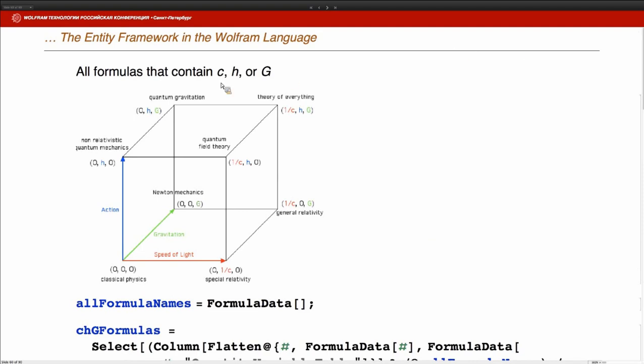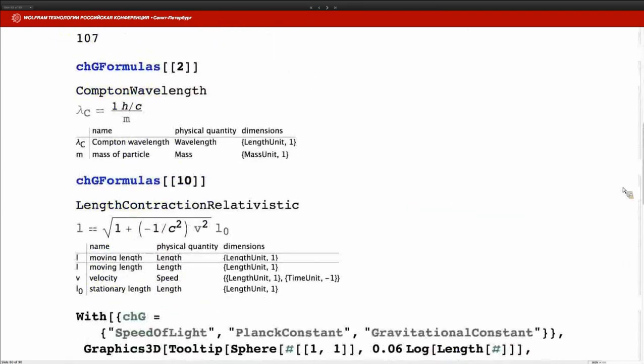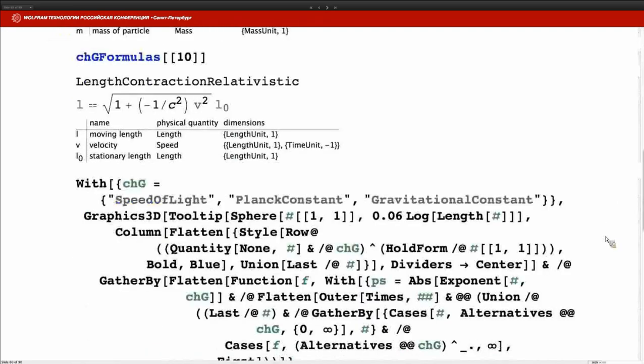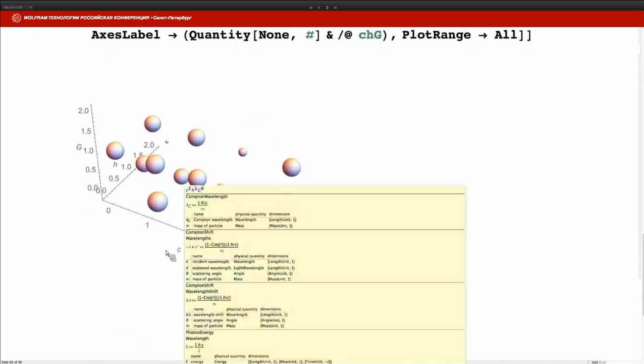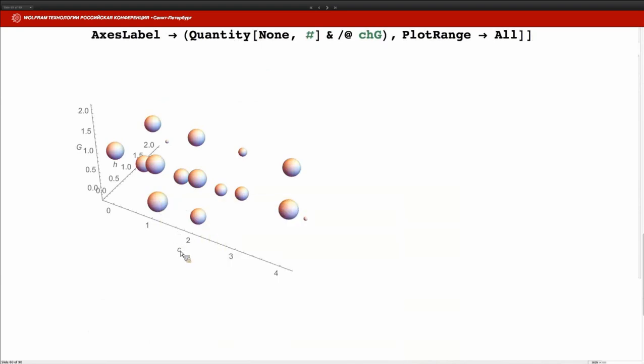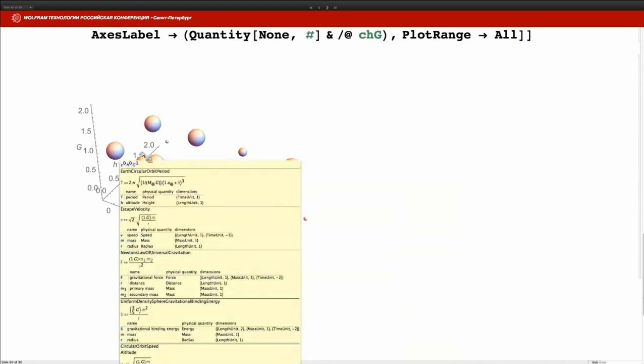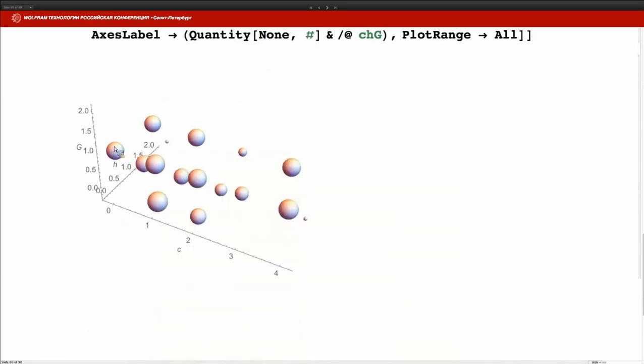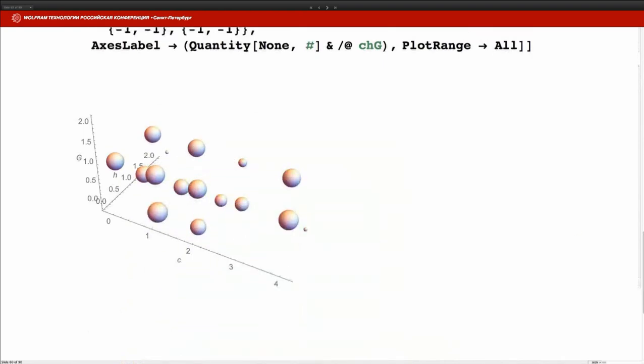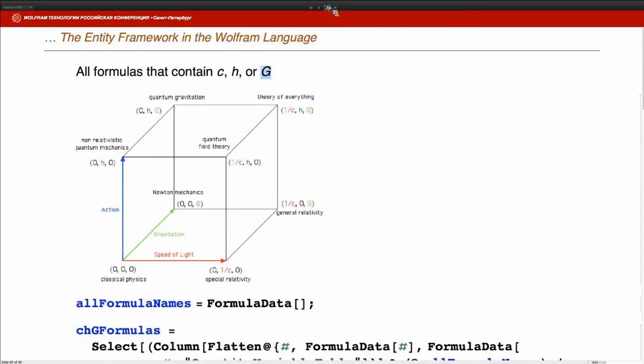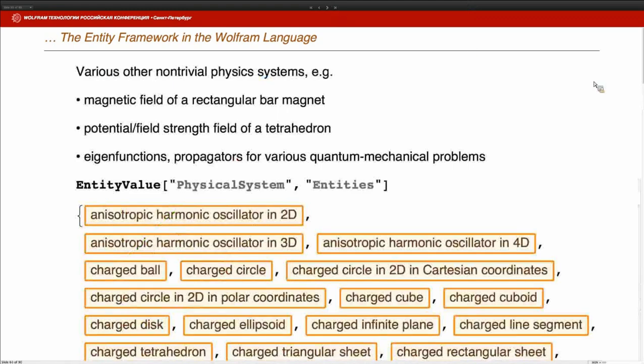For instance, you can easily search for, give me all formulas that contain either the speed of light, the Planck constant, or the gravitational constant. So here's this famous Okun cube. And you can easily construct them, and there are 107 of them, and then you can put them into a coordinate system with speed of light, Planck constant, and gravity, and you see what are all the formulas that are out there in this exponent space.